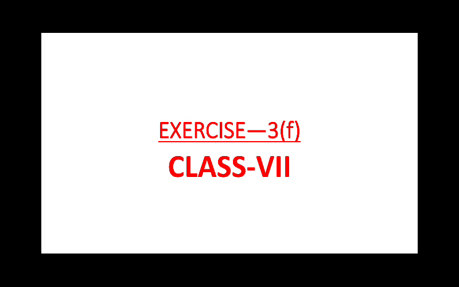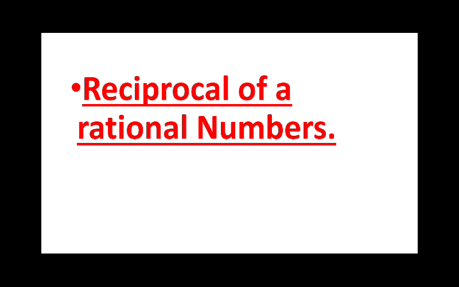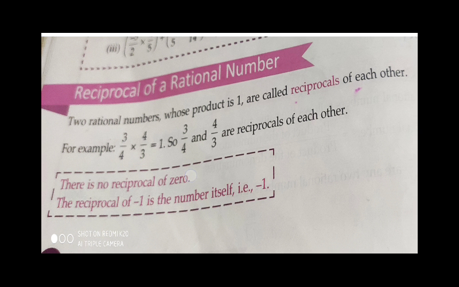Hello children, today we are going to discuss exercise 3F, class 7. The chapter is reciprocal of a rational number. Reciprocal of a rational number means the divisor of a number. Two rational numbers whose product is 1 are called reciprocals of each other.